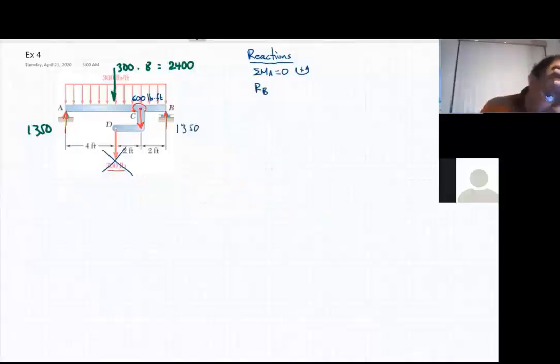So let's go very carefully. RB times 8 minus the force of 300 that is now here, 300 times 6, minus 2400 times 4, plus the moment of 600 equals 0.